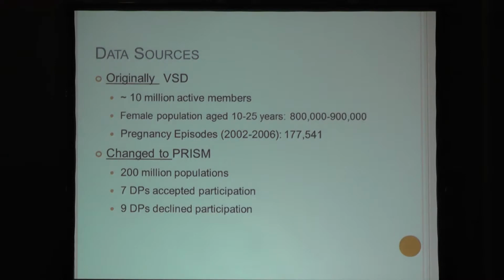We evaluated two data sources: one is VSD, and the other is PRISM. Originally we wanted to use VSD, because VSD uses electronic health records, and all the medical encounters are available. However, after we did the sample size calculation, we decided VSD wouldn't have enough sample size for our study. So we changed to PRISM, because PRISM has a much larger population. PRISM has its own challenges, but given the uptake of Trememba vaccine, we think PRISM is a better way to move forward.